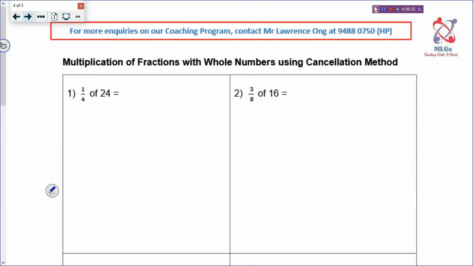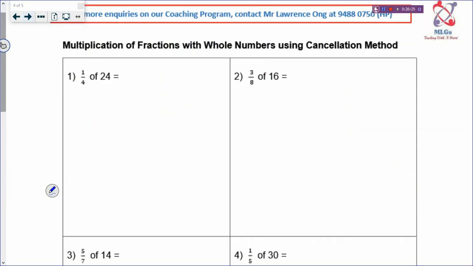Okay, now we come to how to multiply fractions with whole numbers. Now when you see the words 1/4 of 24, it means that you have to do 1/4 times 24. So your "of" is times. And if there's a whole number, you can change it into an improper fraction. Right? Just put it over 1.